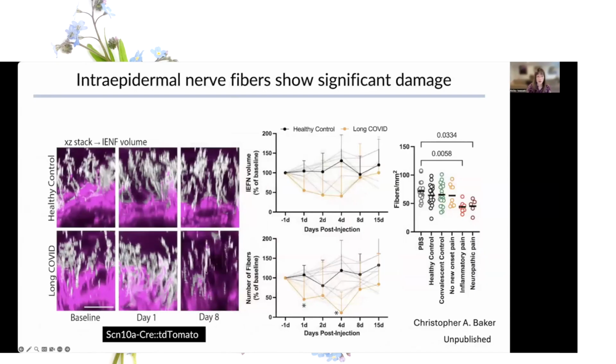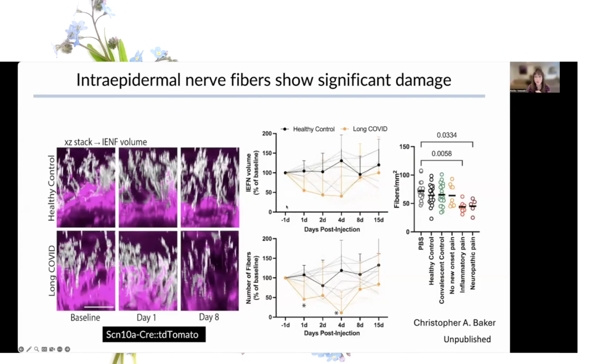So this is a 2-photon microscopy image from a representative mouse. And the white fibers here are the intraepidermal nerve fibers, and the pink signals are collagen, indicating dermis. And what you see is that these intraepidermal nerve fibers are significantly reduced and stunted in animals that received IgG from long COVID patients.